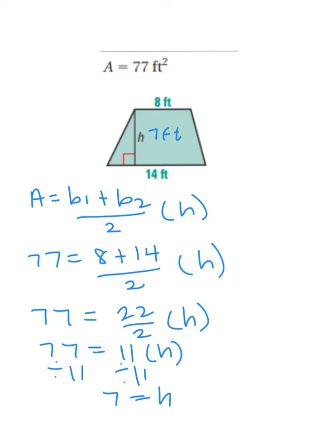All right, if I wanted to check this, I would say base 1 plus base 2. So 8 plus 14 is 22. 22 divided by 2 is going to give me 11. 11 times the height, 7, is going to give us our area of 77.